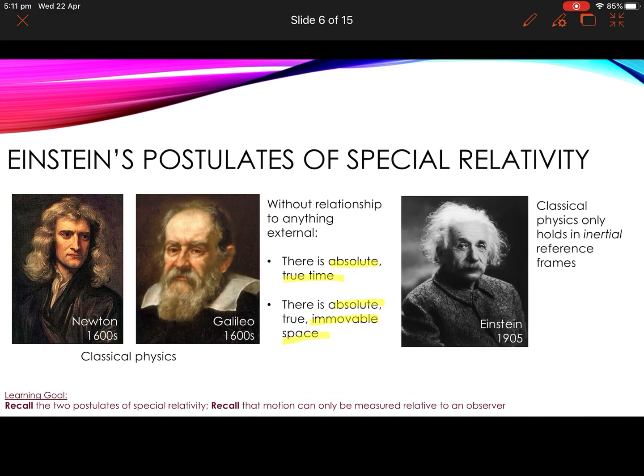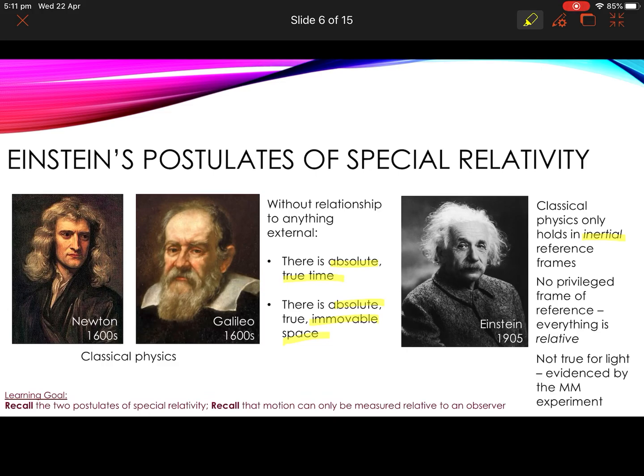But this isn't true after Einstein started doing a bit of research. He realized, you know what? Hang on a moment. Classical physics only holds true in inertial reference frames. Okay, so this is just some of all the insane, amazing work that he did. He also realized that there's no privileged frame of reference, and that everything in our universe is relative. That includes both space and time.